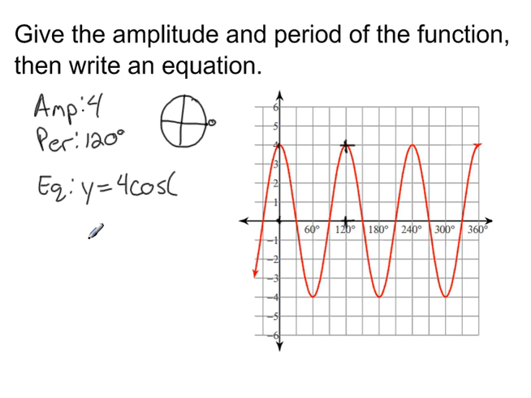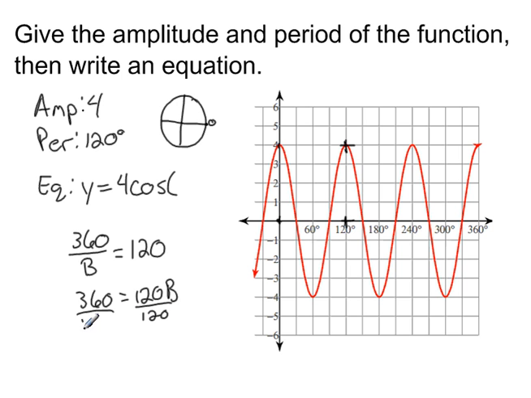So our original period was 360. So 360 divided by whatever our b value is gives us our period of 120. All right, so I need to solve for b now. I'm going to multiply both sides by b. So I get 360 is equal to 120b. Then I divide both sides by 120. All right, so that gives me b is equal to 3. So my answer is 4 cosine of 3x.